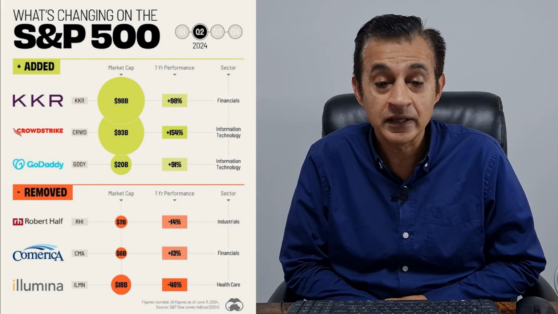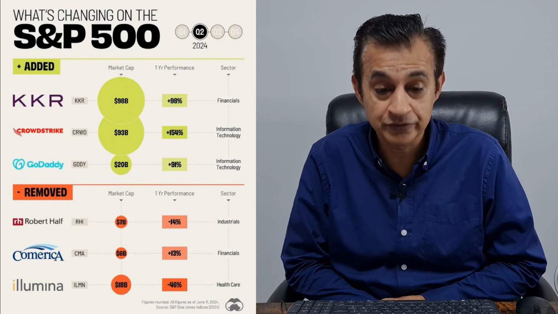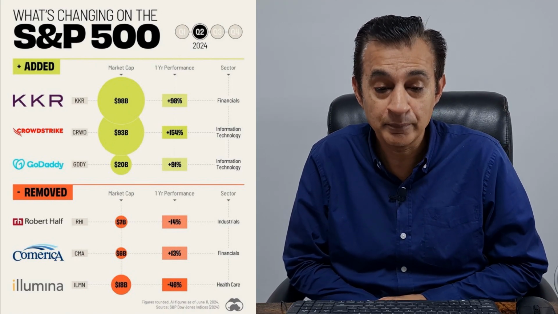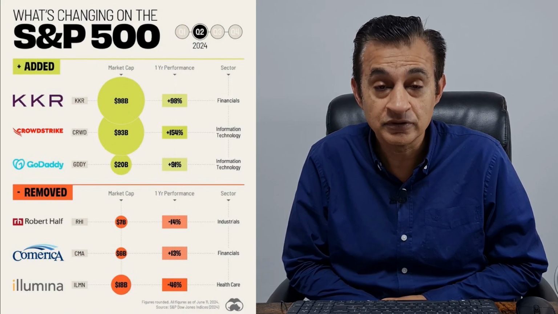And we can see now it's down to 5,474. I'm now going to be sharing with you 3 stocks that are going to be added into the S&P 500, and these are ticker symbol KKR, ticker symbol CRW, and also ticker symbol GDDY. The 3 stocks being removed are RHI, CMA and ILMN. So I am expecting some positive momentum for the 3 stocks that are going to be added.